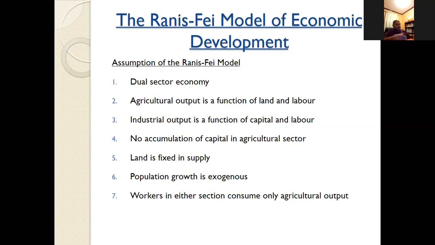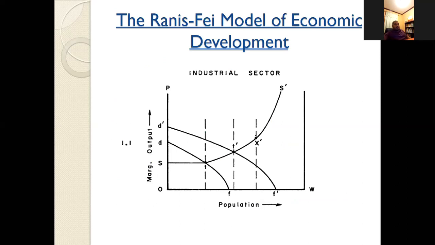But population growth in this model is taken as exogenous, and workers in either sector, whether in the capitalist or in the agricultural sector, consume the agricultural output, meaning that they eat the agricultural output. So what you have here is the industrial sector, and this is essentially the Lewisian model.